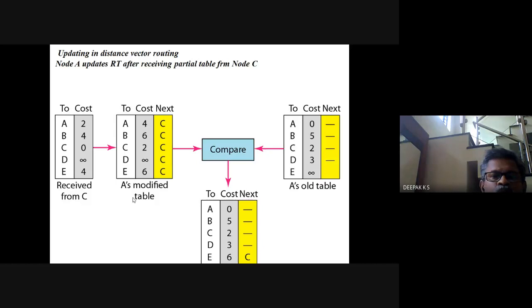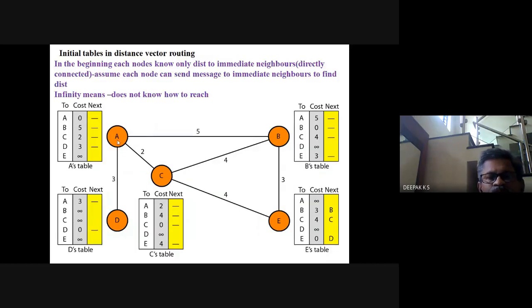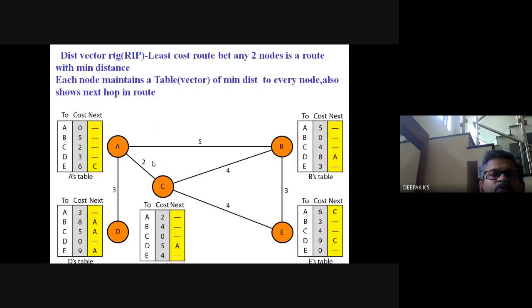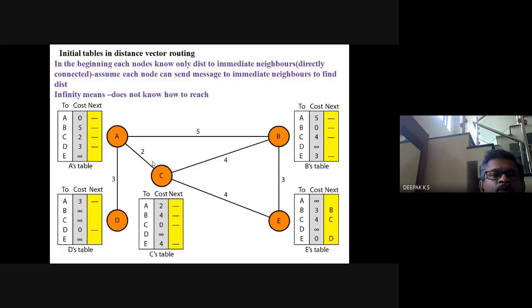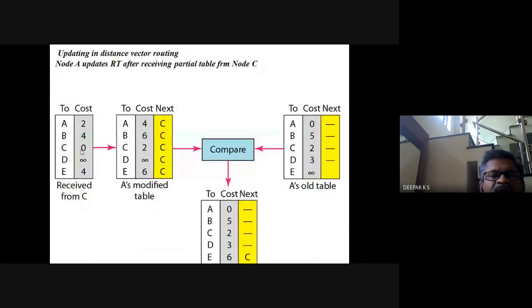Now A to C is 2. So here it has added 2 for going from A to C, and then this is A's modified table. Because A to C is 2, you just add 2. Now here, A's actual table, you can find the minimum. Comparing these and taking the minimum, in place of this infinity we will get 6 here.